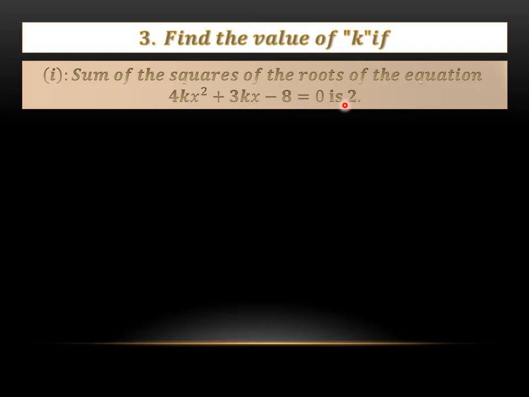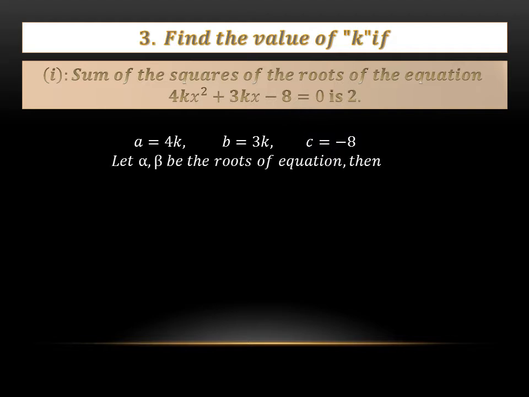As I told you before, first of all, whenever an equation is given to you, you have to find the sum and the product of that equation. So, finding the sum and the product, taking the values of a, which is 4k, b, which is 3k, and c, which is minus 8, we will suppose that alpha and beta are the roots of the equation.